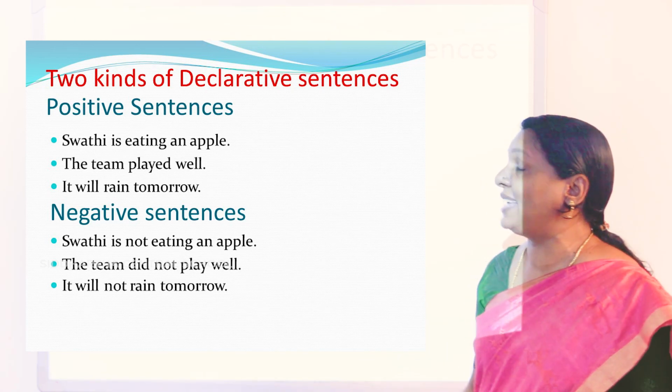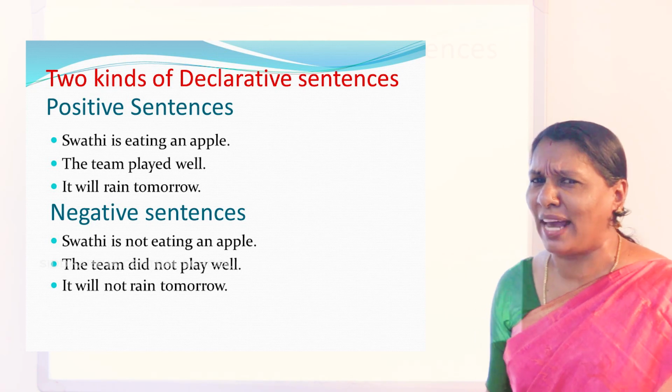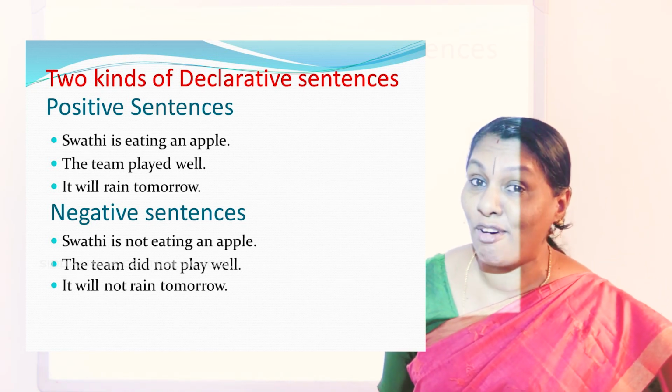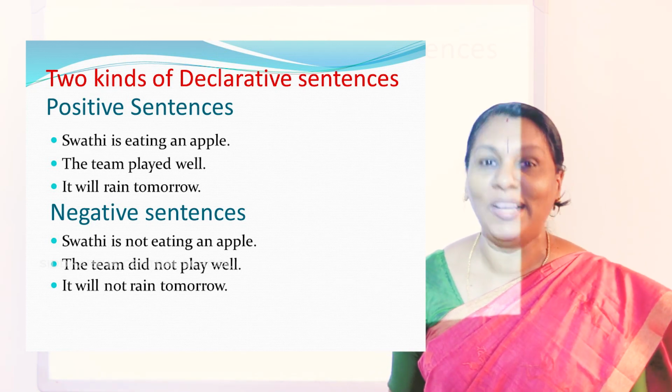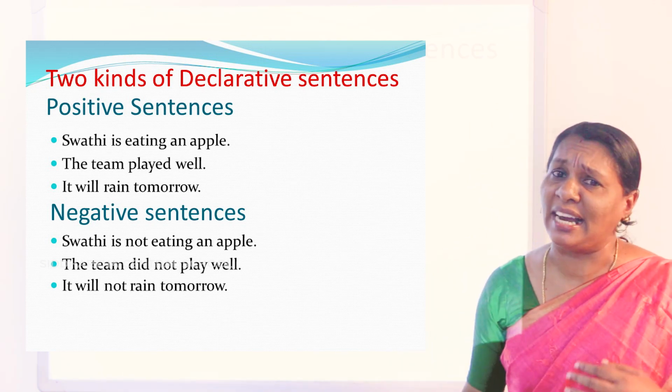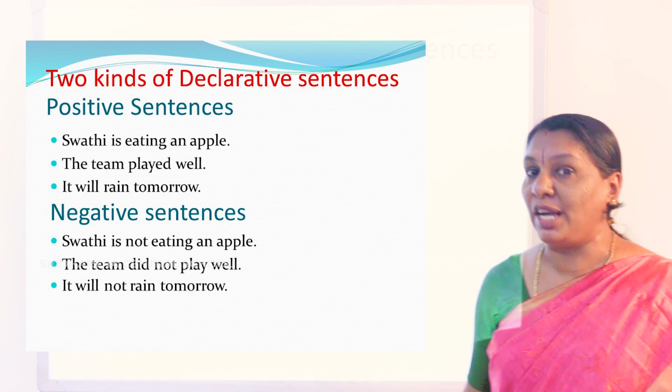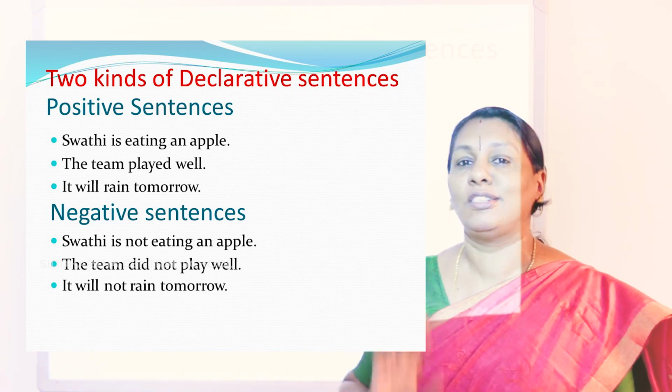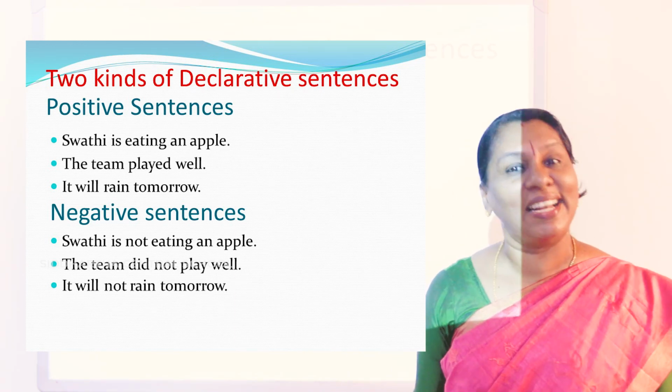And the next sentence says that it will rain tomorrow. Do you like rainfall? We all enjoy it, no? Yes. Now, how can we make these sentences negative? By adding not, N-O-T, not, to a sentence, we make the sentence negative.